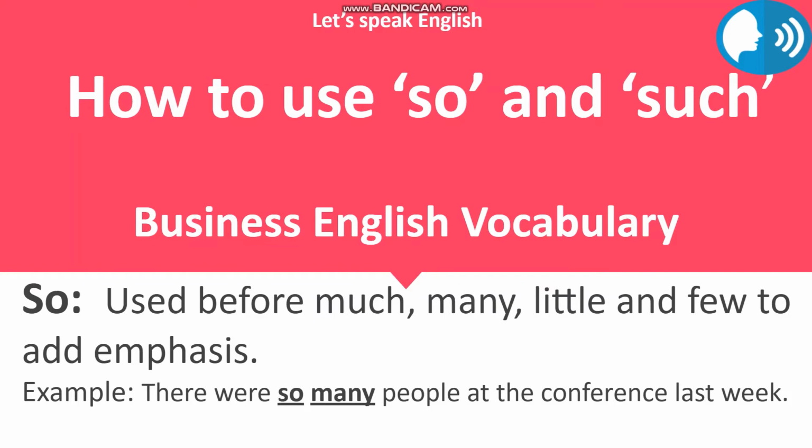You should also know that "so" is used before much, many, little and few to add emphasis. For example, there were so many people at the conference last week. Not there were such many people at the conference last week. So that's how we use "so". There were so many people, there were so little people, there were so few people. That is how we use it to add emphasis.